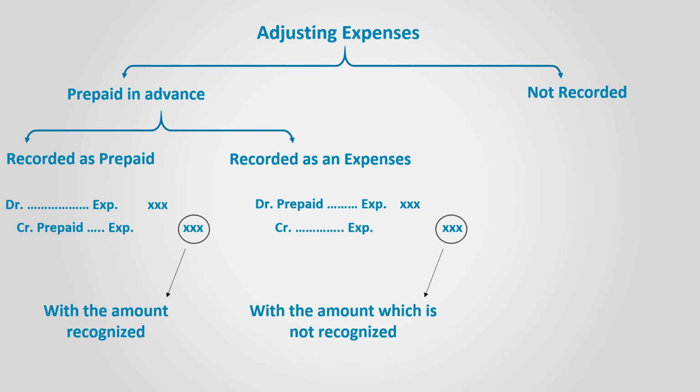On the other hand, if an expense is accrued, it should be recorded at the end of the period, so the expense account is debited and the liability account, usually an expense payable, is credited by the amount used.